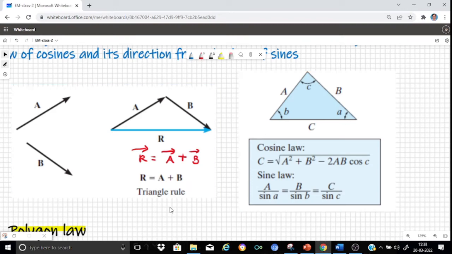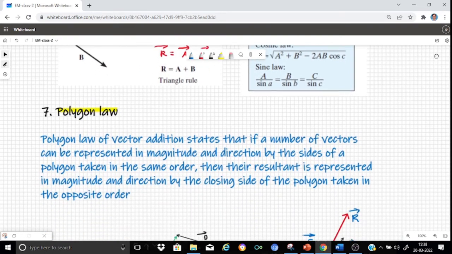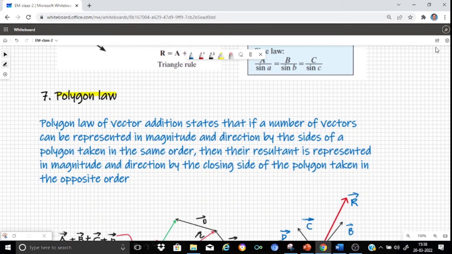Okay. So please remember, in the triangle law, we apply the principles of trigonometry. That means we use sine law and cosine law to determine the magnitude and direction of the resultant force. Now, polygon law. In the earlier discussion, we have used the parallelogram law or the triangle law to add two vectors, strictly only two vectors.